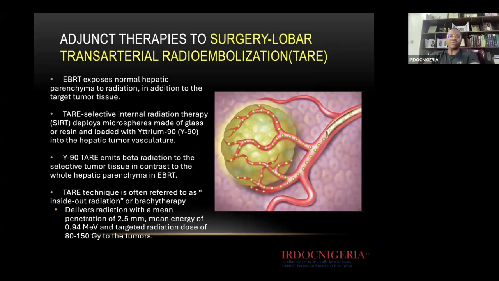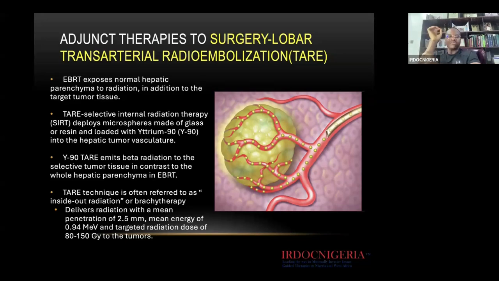Another adjunctive therapy that we've looked at to cause hypertrophy in the liver is transarterial radioembolization, also called TARE. And basically, this is radiation. What we're used to, especially in this environment, is external beam radiation that exposes the normal hepatic parenchyma to radiation in addition to the target tumor. The advantage of transarterial radioembolization is getting the radiation therapy specifically into that tumor bed, into that area where you want it, and it doesn't spread significantly to the normal liver.